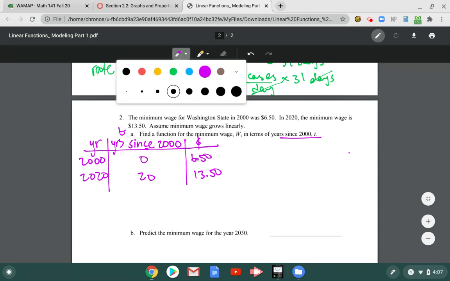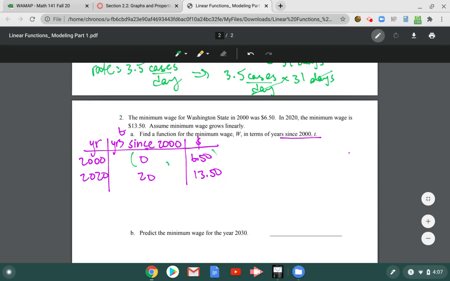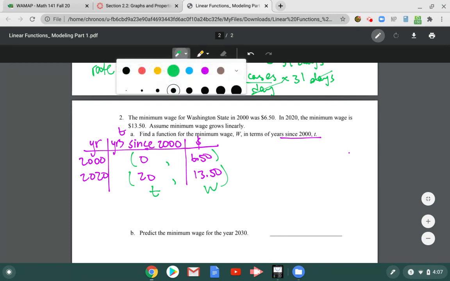So if I go ahead and just wrap some green parentheses and commas around these, I've got myself 2 points. The first variable is T. The second variable is W, that minimum wage. And I can go ahead and use a point slope formula to find the equation of this line.